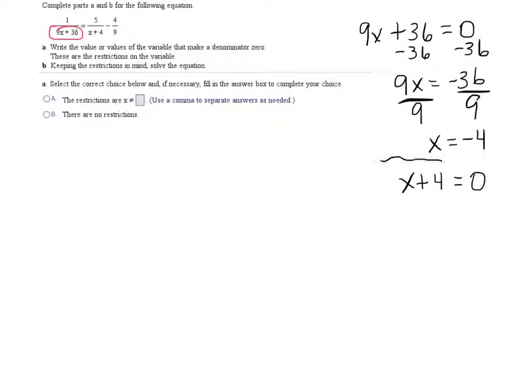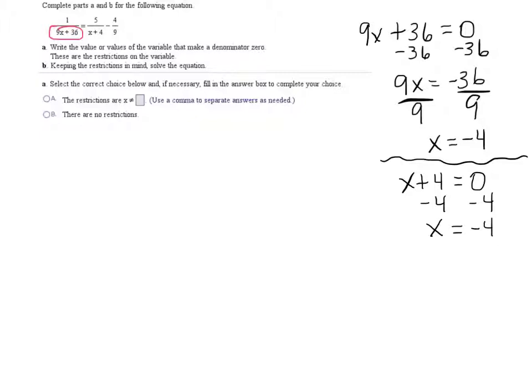So I'll go ahead and do it for the second one, even though I already noticed that negative 4 would also make this one 0. But if you're not sure, always just set it equal to 0 and solve. So subtracting 4 from both sides of the equation will give us x equals negative 4 again. So that's the only value.